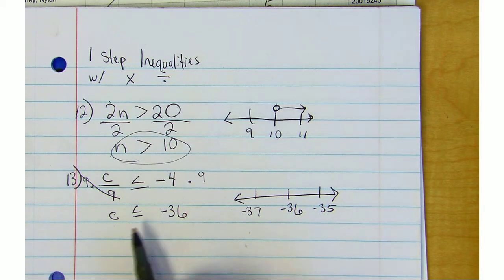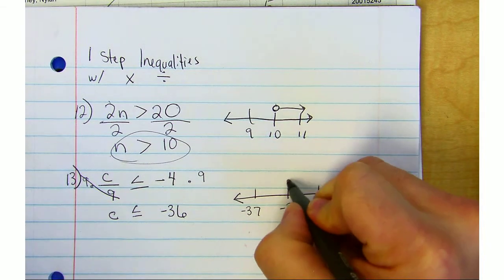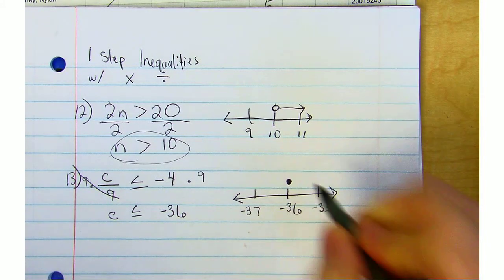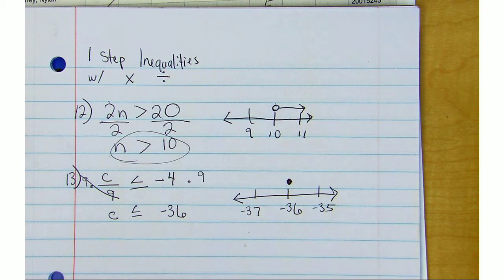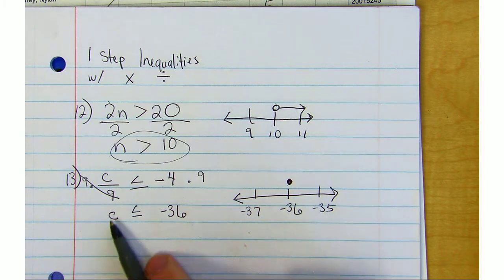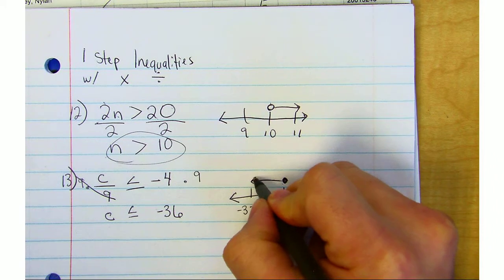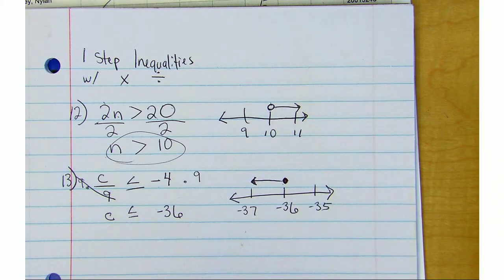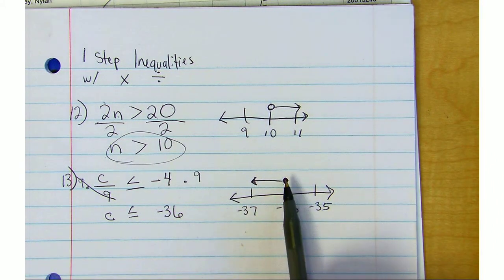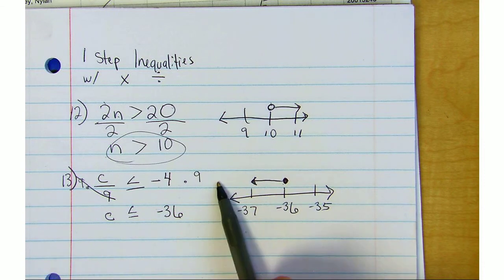So could it be negative 36? Yes. So I'm going to have a whole dot here saying negative 36 counts. And which direction are we going? If c is less than or equal to negative 36, it's going to go to the left. These numbers are smaller than negative 36 and below.